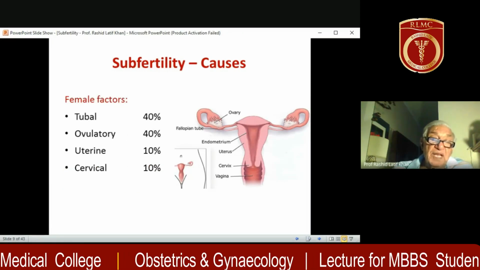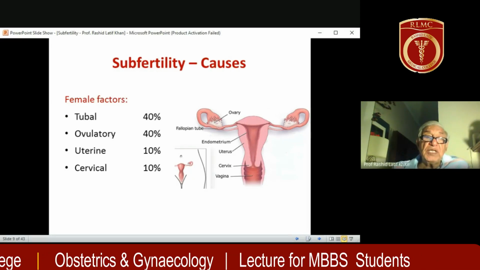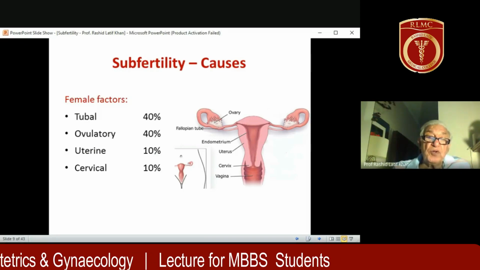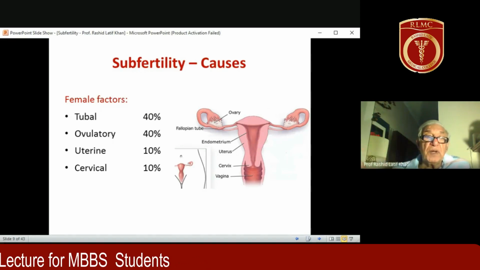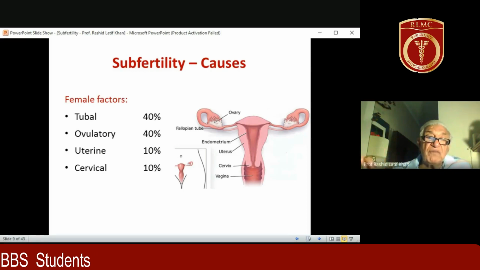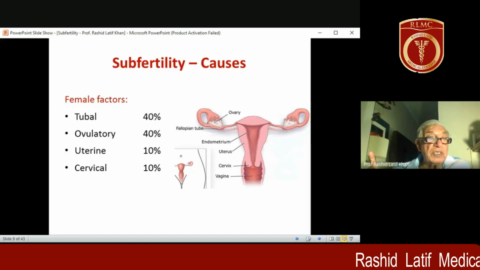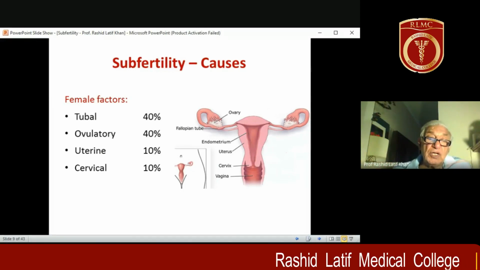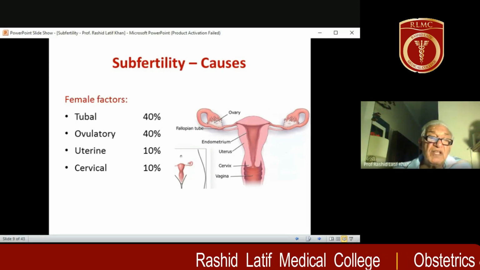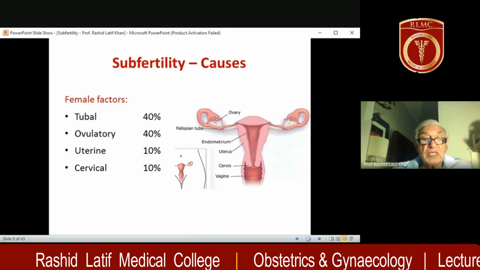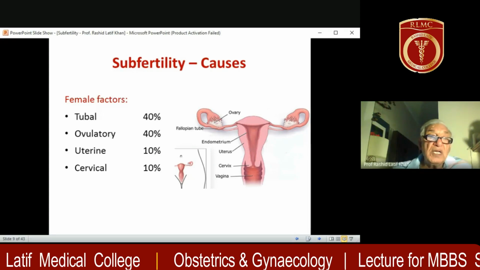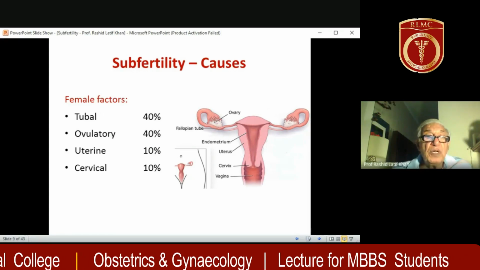And if we look at the female, most of the causes in the female belong to the tubal factor, fallopian tubes. And the same number is ovulation failure. So if a couple comes to you with the complaint of subfertility, in the wife, you will think of these two first. First, ovulatory cause, whether she's ovulating or not, and second, whether her tubes are healthy or not. If both are okay, then in a very small number, the cause may be in the uterine cavity or cervical mucus. But that is uncommon. Most of them are either ovulation failure or tubal blockage.